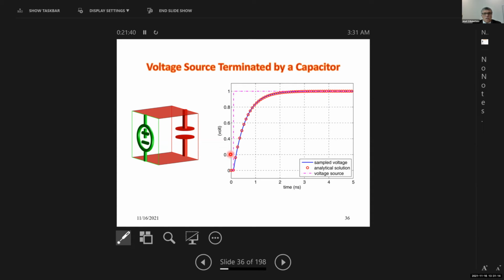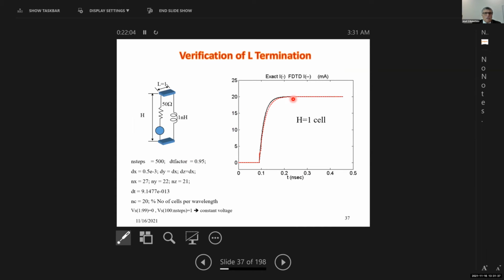This time we put a step function as a signal coming out of this voltage source. And we do have an exact solution for a source connected to a capacitor. You can see the exact solution is represented by a dot, and the blue curve is basically the sample voltage from the finite difference time domain solution across the capacitor. The same thing for an inductor as well. Here is an inductor, two pieces of conductor connecting the inductor to the voltage source with the internal resistance.